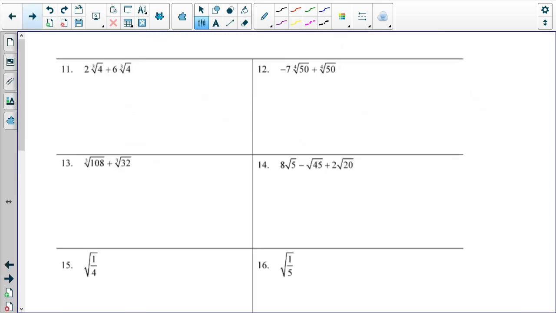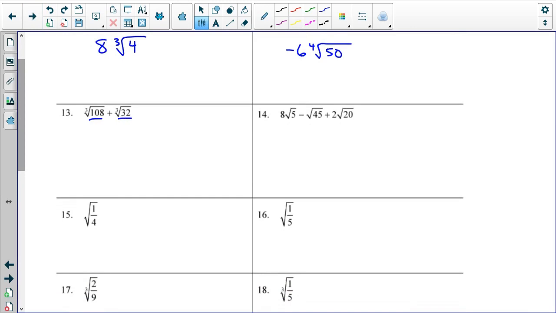Adding radicals, if I have the exact same radical part, I can just add the parts together. This is kind of like saying 2x plus 6x. So if the radicals are the same, I can kind of treat it like it's a variable. So this would end up being 8 times the cube root of 4. Likewise, in number 12, I have negative 7 fourth root of 50 plus 1 fourth root of 50. That's negative 6 times the fourth root of 50.